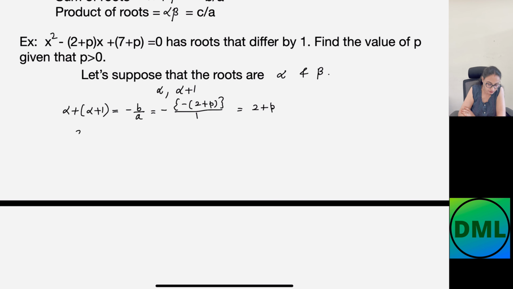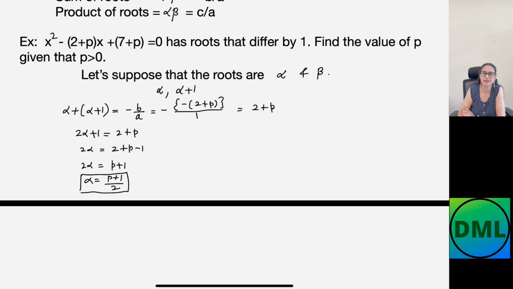This will give you 2 alpha plus 1 is equal to 2 plus p. If I solve this for 2 alpha, that will be equal to 2 plus p minus 1. 2 alpha is equal to p plus 1. Alpha is equal to p plus 1 by 2. This is my value for alpha from the sum of the roots.